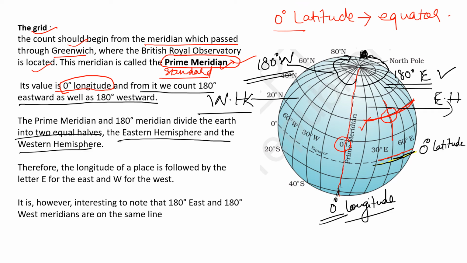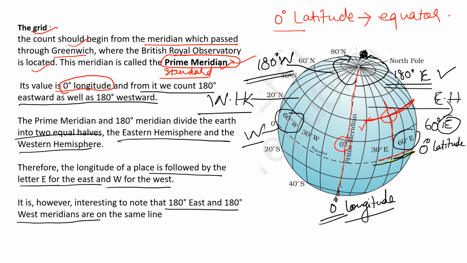Okay, therefore the longitude of a place is followed by the letter E for east and the letter W for west. For example, we will use here 60 degree east, 60° E. So E is the symbol for the eastern hemisphere and W is the symbol for the western hemisphere. It is, however, interesting to note that the 180° east and the 180° west meridians are on the same line. So this 180° will go here, and there will be a line here. Both will coincide. 180° east and 180° west will coincide here.